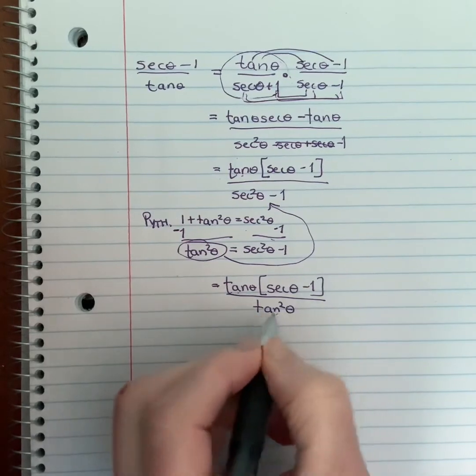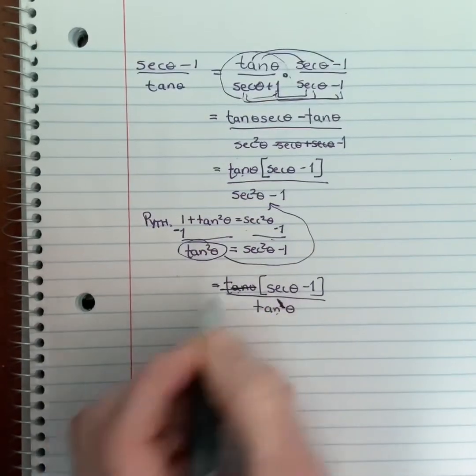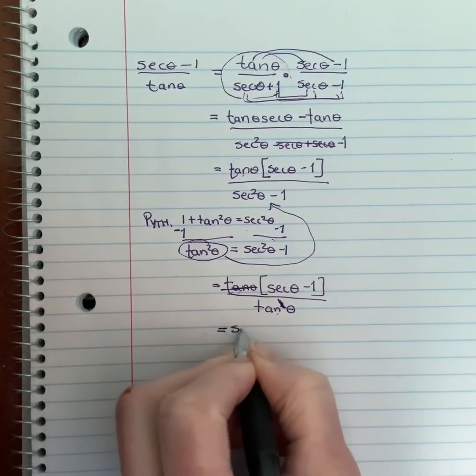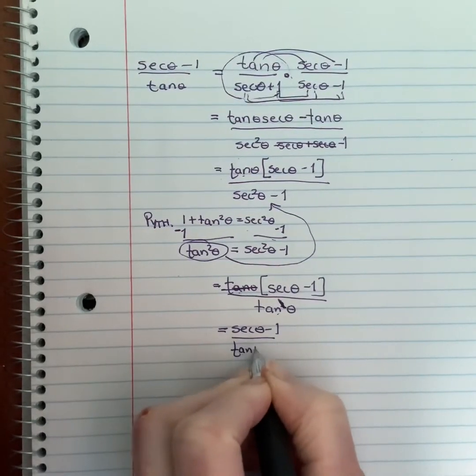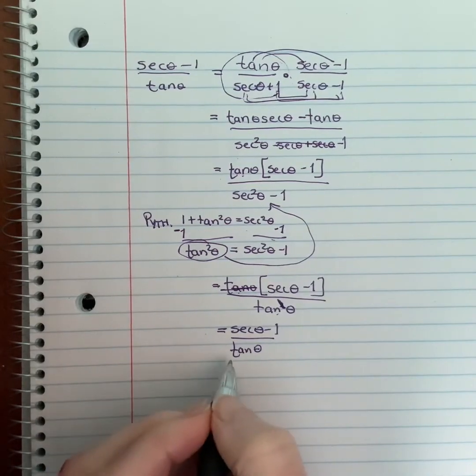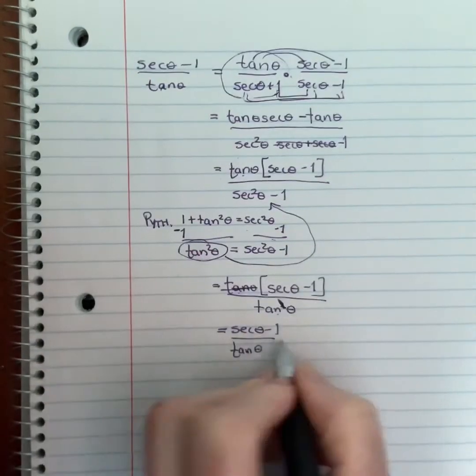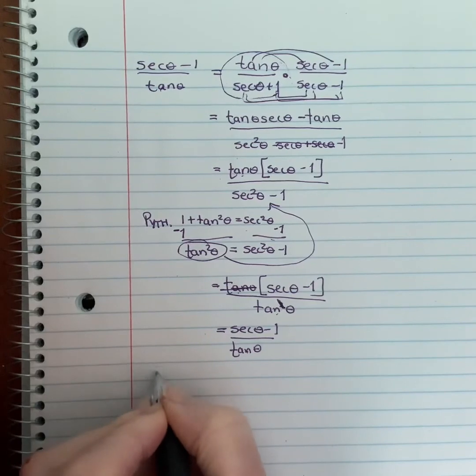Well, tangent over tangent squared cancels one of the factors of tangent. And I'm left with this. I'm left with secant theta minus 1 over tangent theta. And guess what? Looks just like this. We are done. So we have proved it.